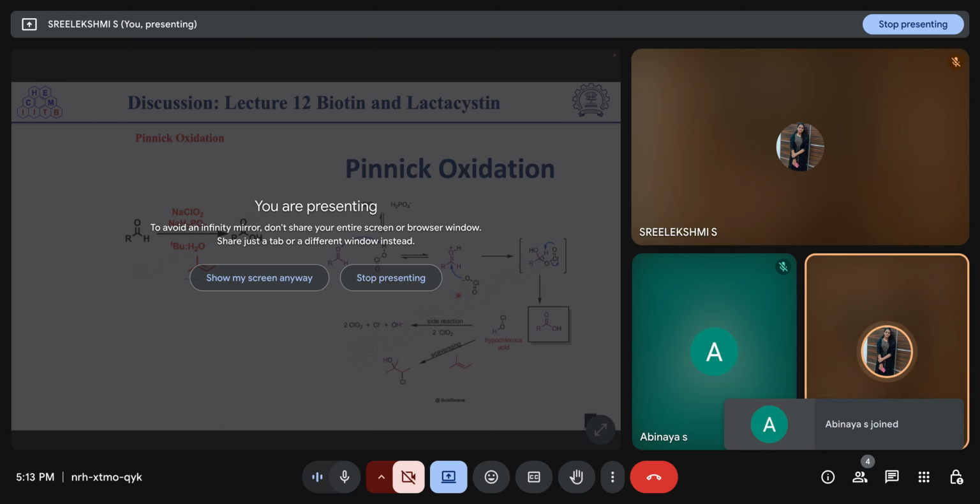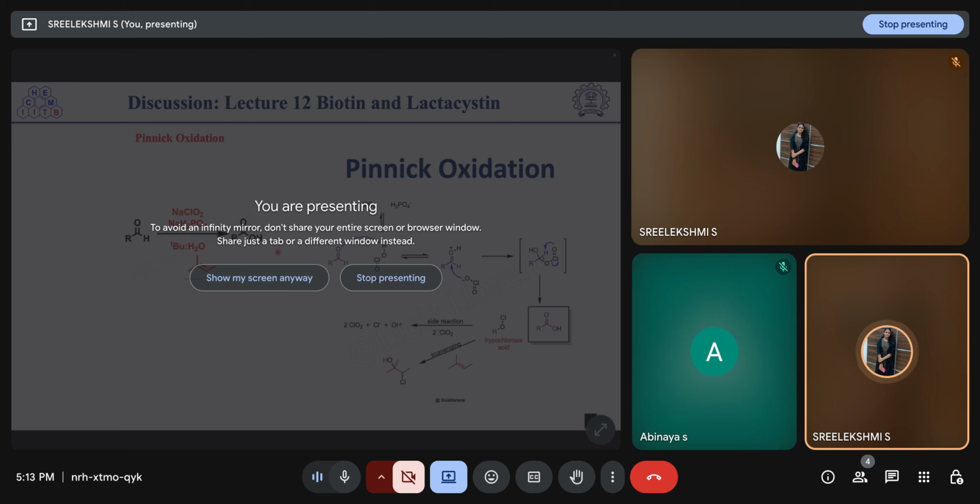This Pinnick oxidation is basically used for the conversion of an aldehyde into a carboxylic acid. Usually, in most cases, when we are oxidizing an alcohol, sometimes we would end up with the aldehyde instead of the carboxylic acid. At that time, we isolate that aldehyde and again subject it to Pinnick oxidation conditions to get the carboxylic acid. As we can see here, we are using NaClO2 and NaH2PO4 in tertiary butanol water, and this alkene also we are using to get this carboxylic acid.